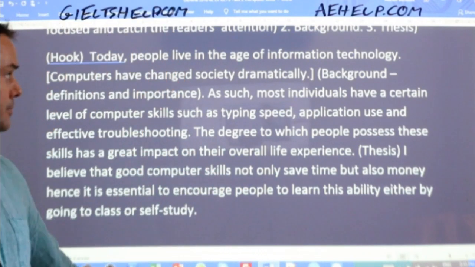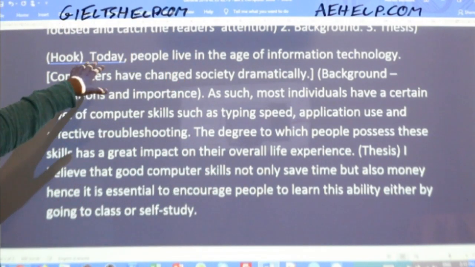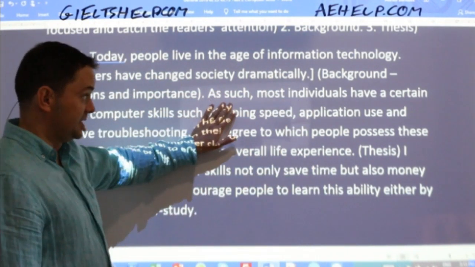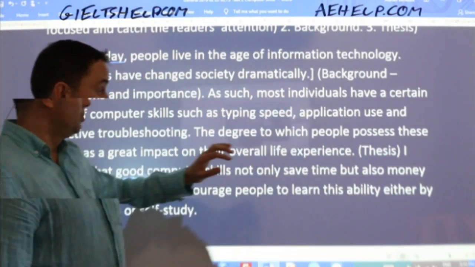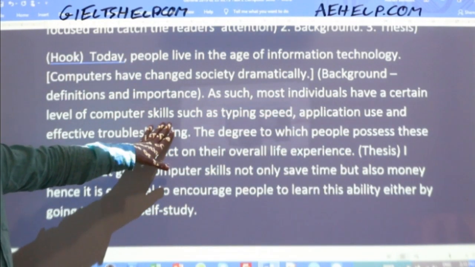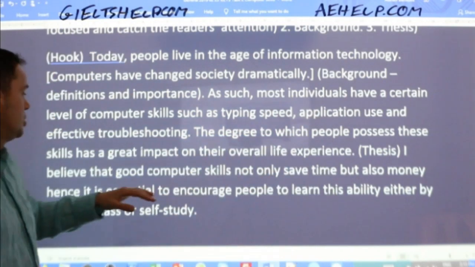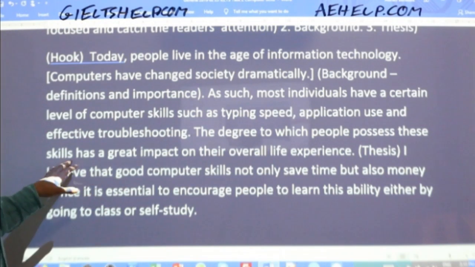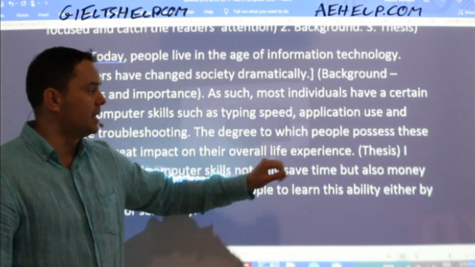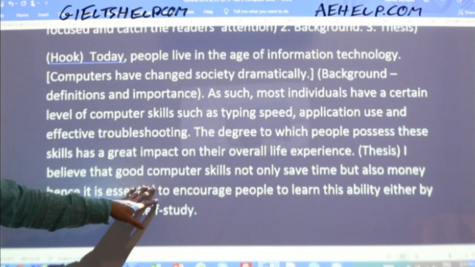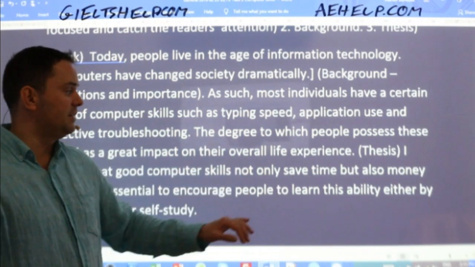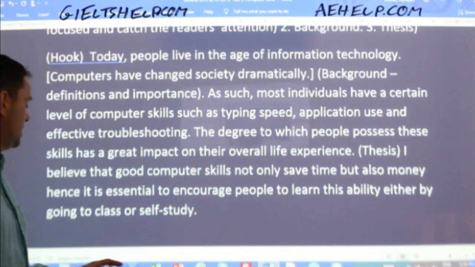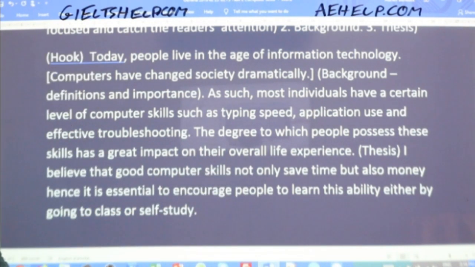Okay, let's read it together. Today, people live in the age of information technology. As such, most individuals have a certain level of computer skills, such as typing speed, application use, and effective troubleshooting. The degree to which people possess these skills has a great impact on their overall life experience. I believe that good computer abilities not only save time, but also money. Hence, it is essential to encourage people to learn this ability either by going to class or self-study.